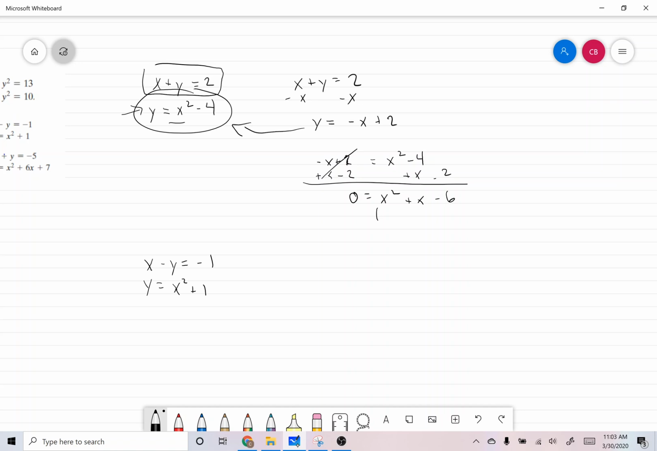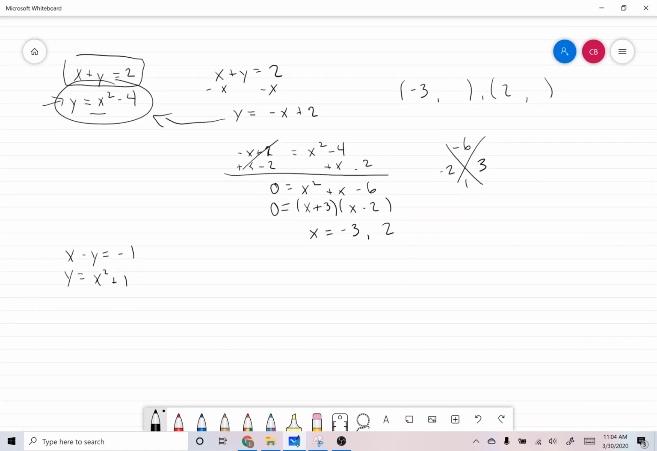We factor. This is x. Negative 6 adds up to 1. That's going to be negative 2 and positive 3. So x plus 3, x minus 2 is equal to 0. This means x is negative 3 or positive 2. So negative 3 for x and a y value, and 2 and a y value. Plug these in real quick.